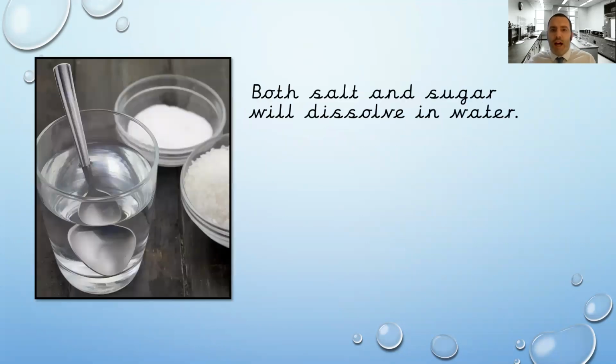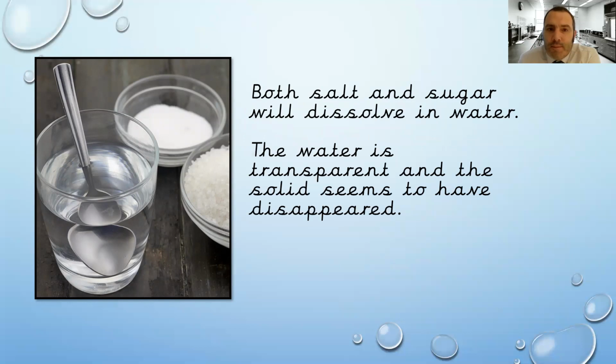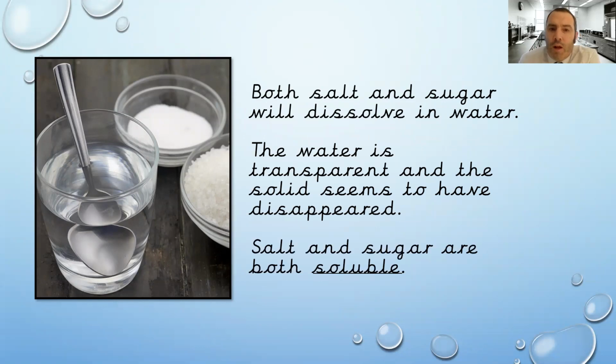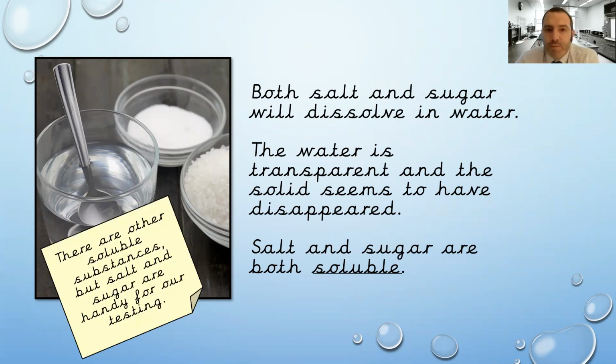So, both salt and sugar will dissolve in water. The water is transparent and the solid seems to have disappeared. The salt and the sugar are both soluble, and you can check this because even though it looks like it's disappeared, I'd maybe do this with sugar rather than salt. If you take a tiny little sip, the water will taste really sweet. And you'll know the sugar's there, you just won't be able to see it. So there are other soluble substances, but salt and sugar are handy for what we're going to do because you're likely to have them at home.